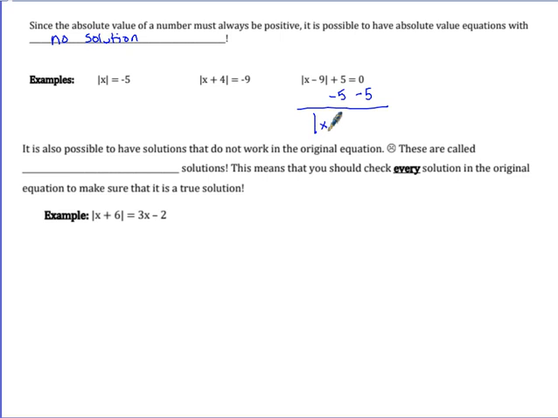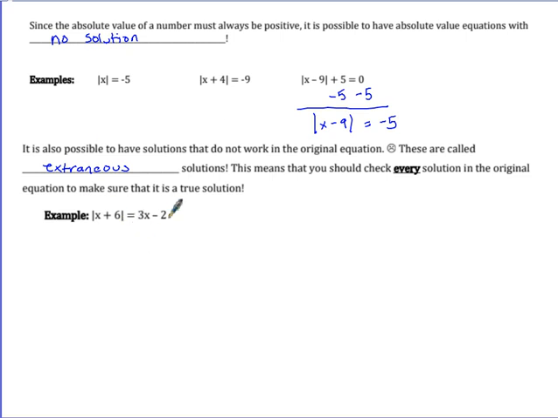Alright. Here I would have to get the absolute value part by itself first. So I would have the absolute value of x minus 9 is equal to negative 5, and then that would be no solution because it's not possible for me to get a negative number out of an absolute value. Okay. The other thing that is possible when we're doing absolute value is to have something called an extraneous solution, and that's when we solve it but then plug that answer back into the original equation and it doesn't work.